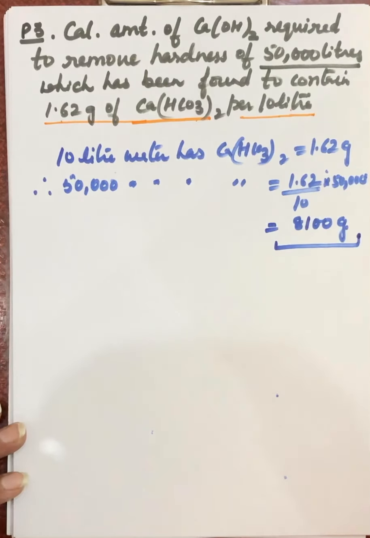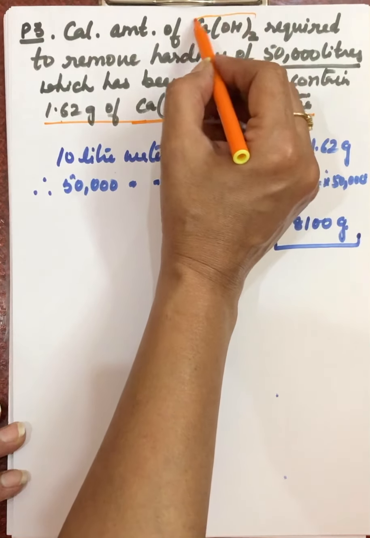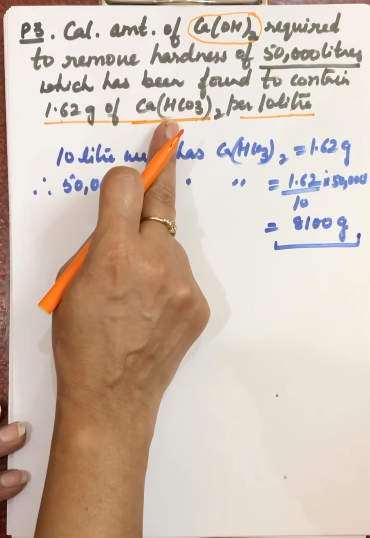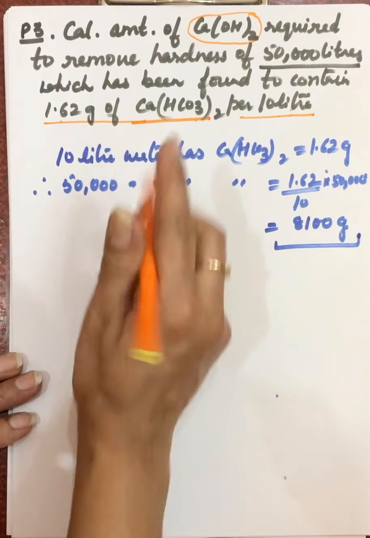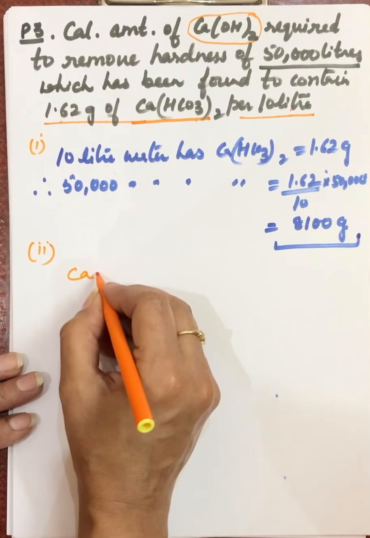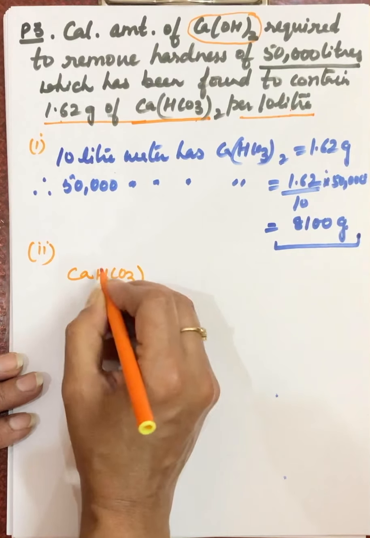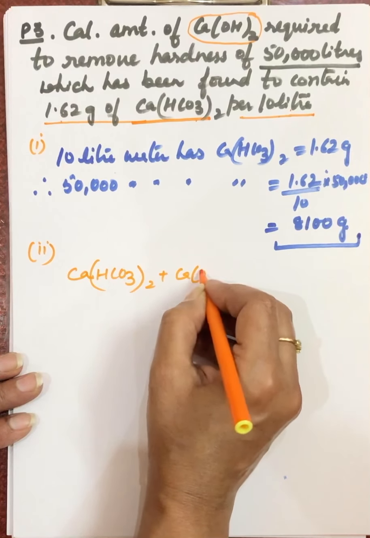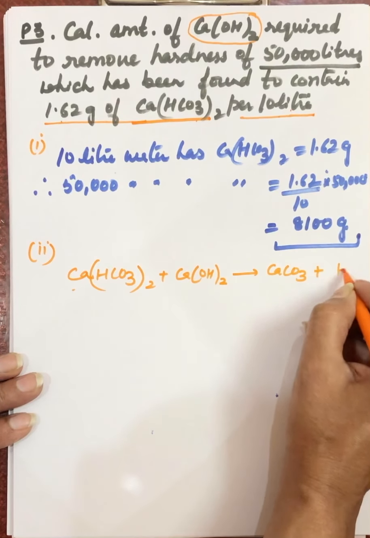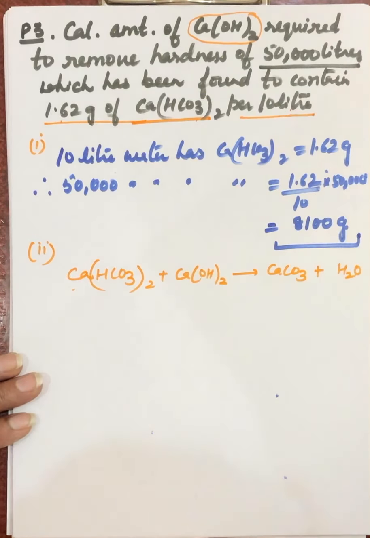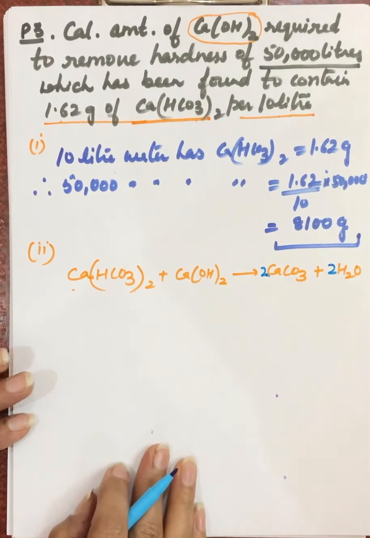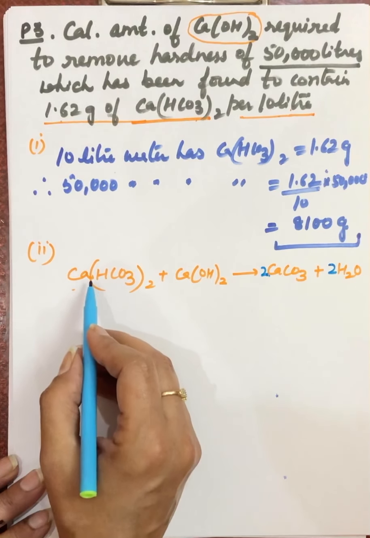And to remove the hardness of water, what are we adding to that water? We are adding calcium hydroxide. So calcium hydroxide and calcium bicarbonate will react. This is the second part; the first part was this. Calcium bicarbonate reacts with this calcium hydroxide, and this changes to calcium carbonate and water. But we need a balanced equation. So the balanced equation here has 2 water.